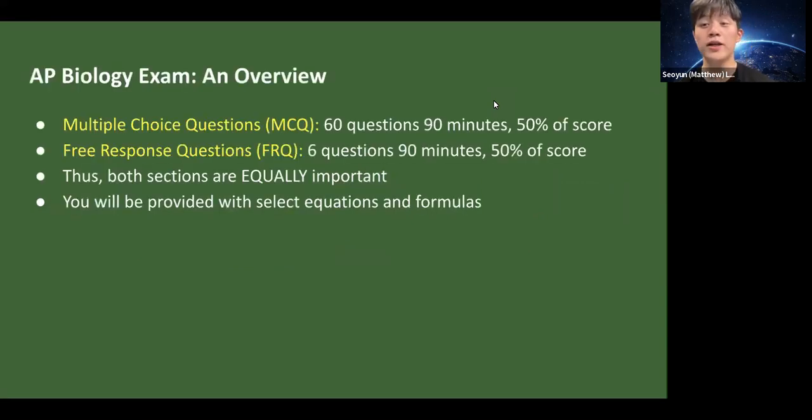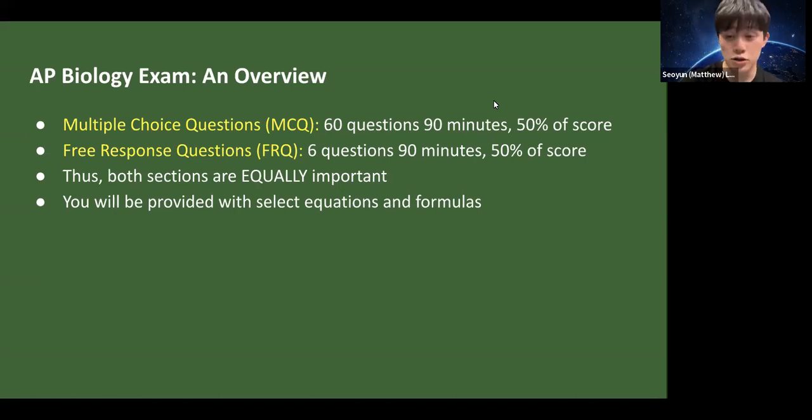Okay, so let me provide you with an overview of the exam for the AP Biology exam. There are two parts in the exam. First part is multiple choice questions, or MCQs in short. You'll be given 60 questions to solve within 90 minutes, and it is equivalent to 50% of your entire AP score. After a short break for about 10 minutes, more or less, you'll be taking the free response questions, or the FRQ section, where you will be solving 6 questions within 90 minutes. So that's around 50% of your score.